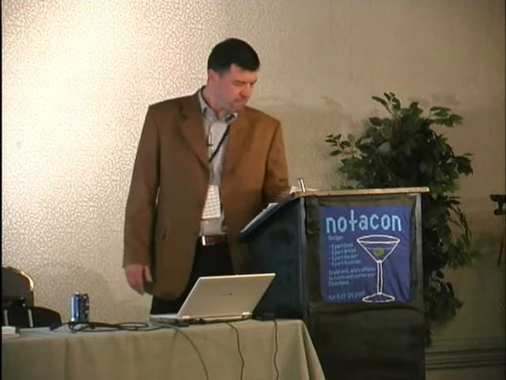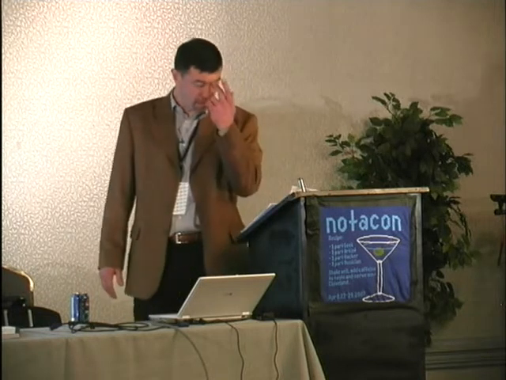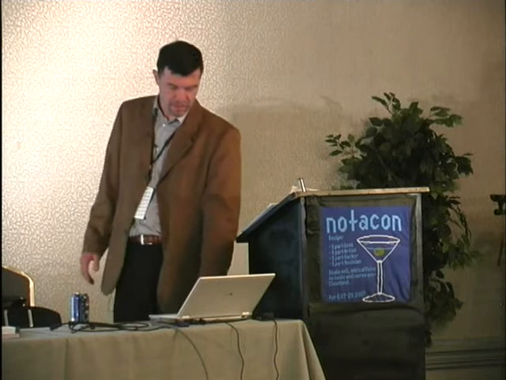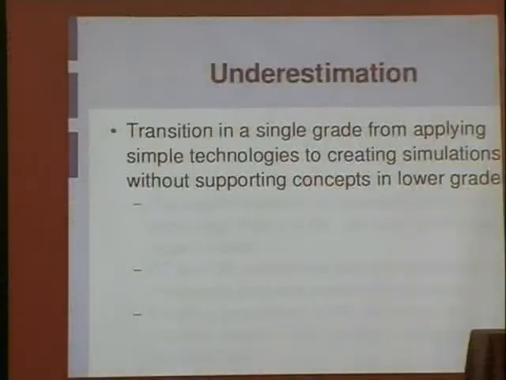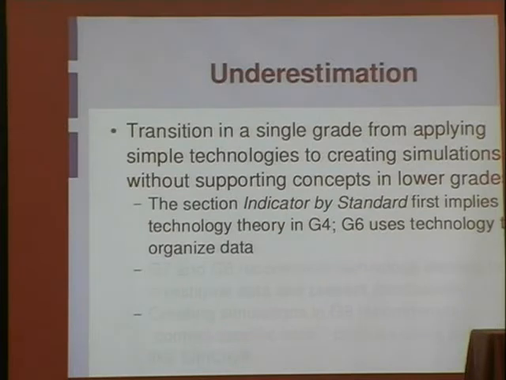Underestimation. Papert studies and those of many of his students show that children can learn at ages as young as 4. The transition in a single grade from applying simple technologies to creating simulations without supporting concepts in lower grade, this really isn't so much a way that they underestimate. Perhaps this could be an overestimation. They're supposing that suddenly in this particular grade these kids become knowledgeable of how to do programming, but that really doesn't help because the teacher's not instructed how they're supposed to get to that point in the first place.